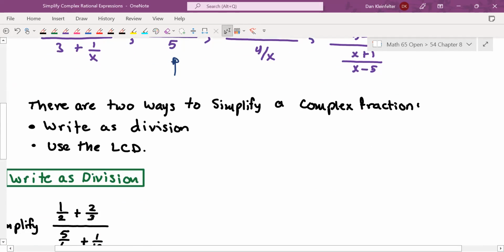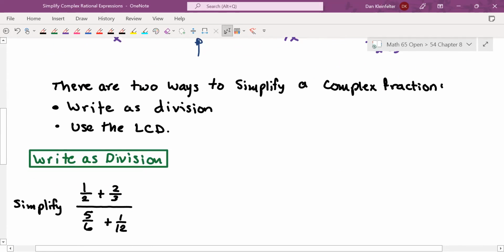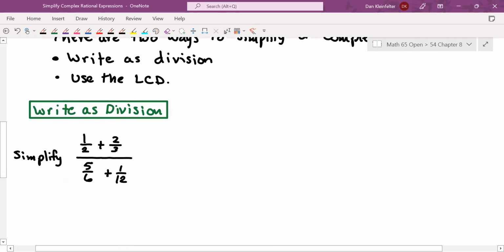Okay, so just be really clear about which one is your main fraction bar. There are 2 ways to simplify a complex fraction. One is that you can just write it as a division and then divide, as we learned. The second way is to use the LCD. So we're going to see the write-as-division way, and then the use-the-LCD way. Okay, so first of all, to write it as division, let's see how that goes.